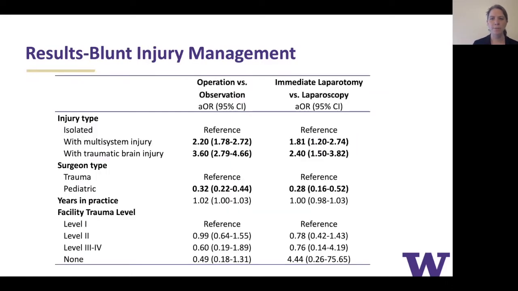In terms of our multivariable logistic regression, we found that compared to isolated injury, those with severe multi-system injury and those with traumatic brain injury, surgeons were more likely to choose operation over observation. However, independent of the injury type, pediatric surgeons were less likely to choose operation over observation. But of those who did choose an operation, surgeons were more likely to choose laparotomy over laparoscopy for the scenarios with the multi-system injury and with the traumatic brain injury compared to the isolated case. However, pediatric surgeons were more likely to choose laparoscopy over laparotomy independent of the scenario.